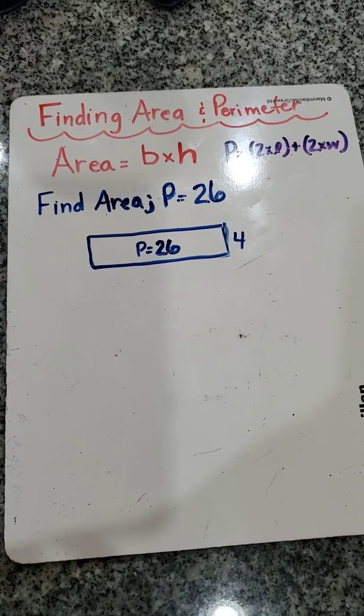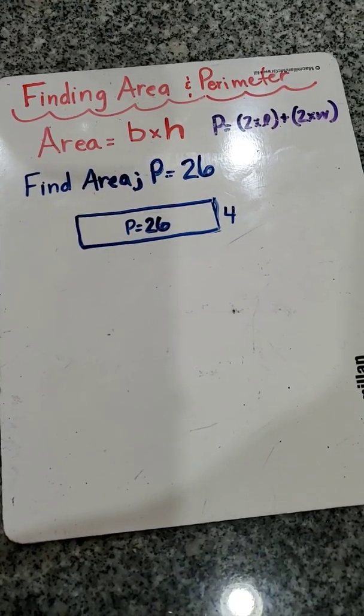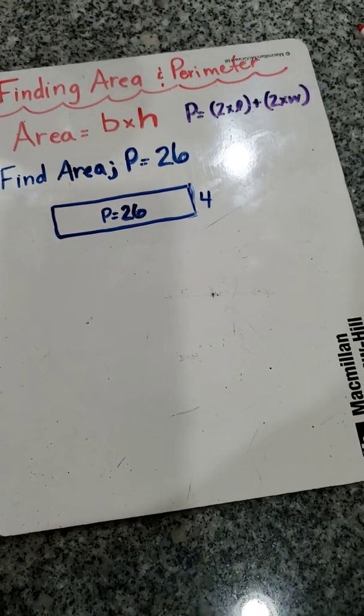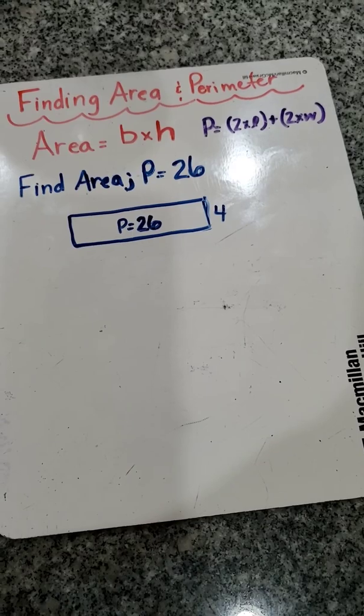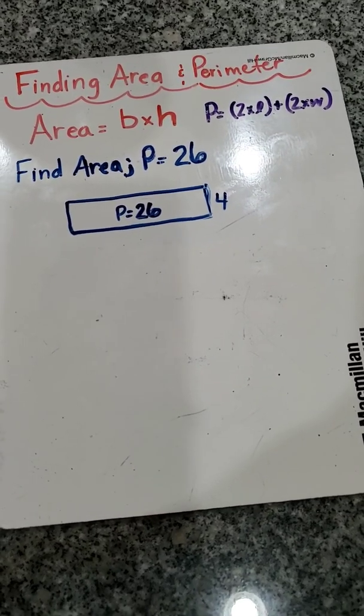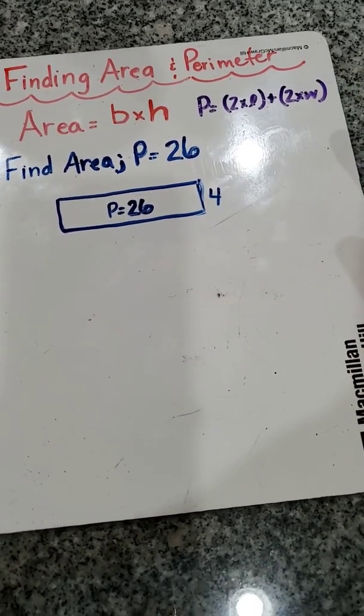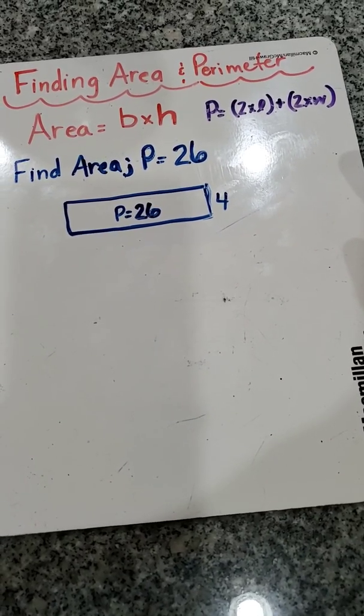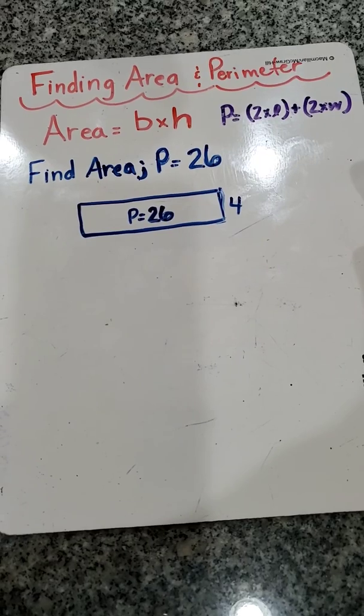Welcome to Finding Area and Perimeter. So we know how to find area using the formula base times height or length times width. And we know how to find perimeter using the formula 2 times L plus 2 times W, or 2 times length plus 2 times width.